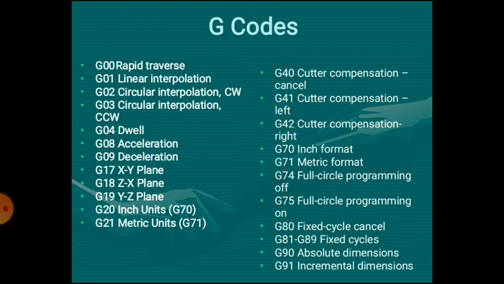Then G70, G71: inch format and metric format. Then G74, full circle programming off, and G75, full circle programming on. G80 is fixed cycle cancel, G81 to 89 are fixed cycles. G90 is absolute dimensions, so the coordinates are with respect to the origin, then it is called absolute dimensions. And G91 is incremental dimensions. Coordinates are with respect to the latest position of the tool.